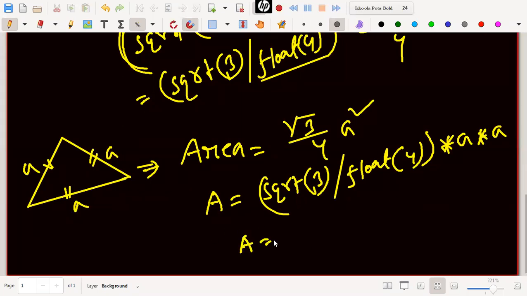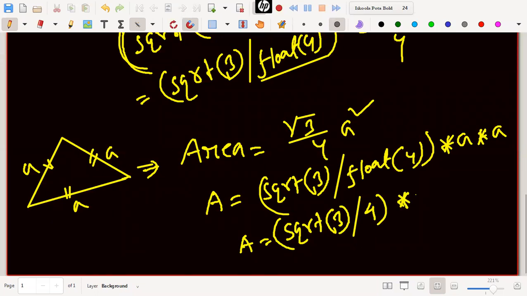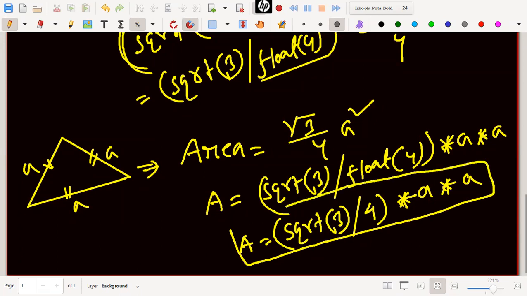Also, you can write A equals SQRT 3/4. If your Code::Blocks or your Turbo C or Dev C supports this function, then you can also write this equation. But I will suggest float 4 for fractional numbers.